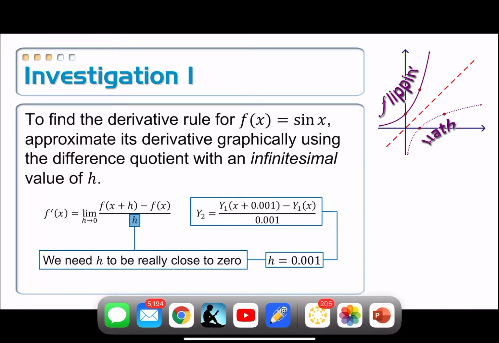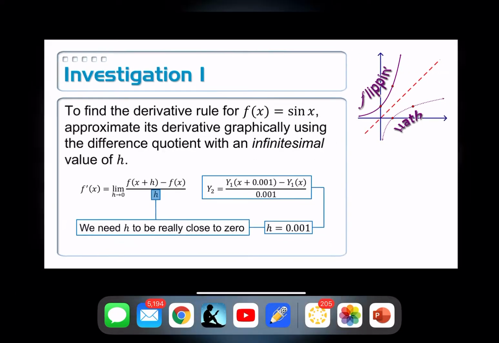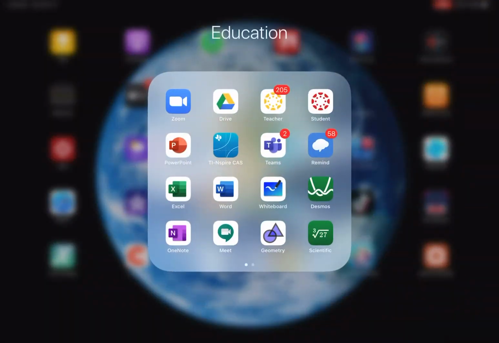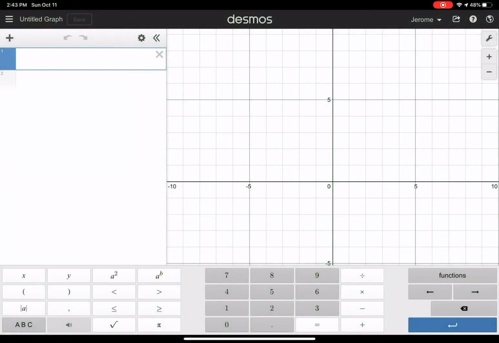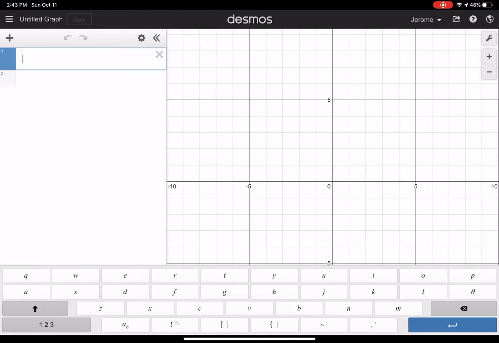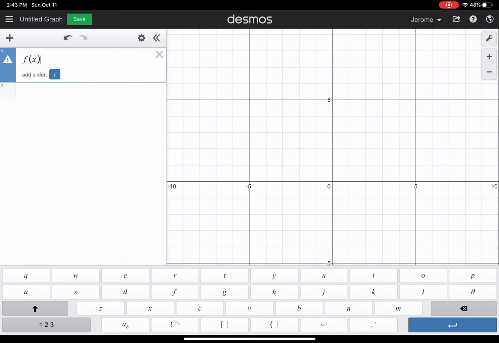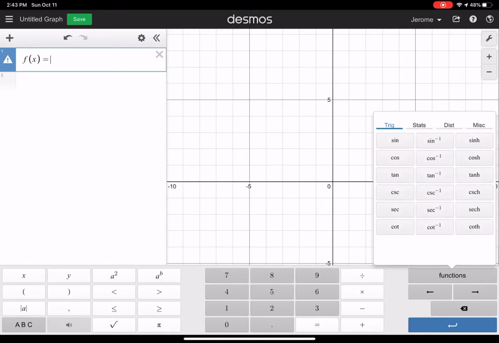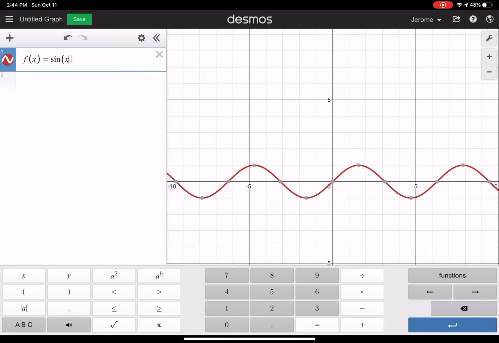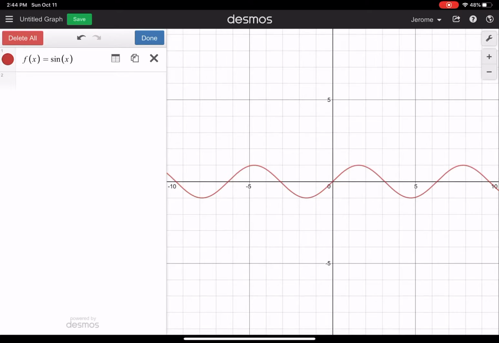Okay, so I'm going to do this investigation on Desmos, as I do. We'll start off with f of x equaling sine x. I think it defaults to radian mode, which is fortunate because that's all there is in calculus. Okay, so here is the graph. I don't like the color of this being red because that's the official derivative color, so I'm going to change this color to something like purple.